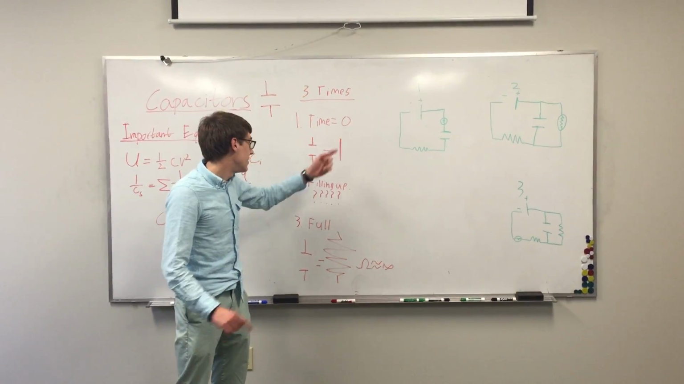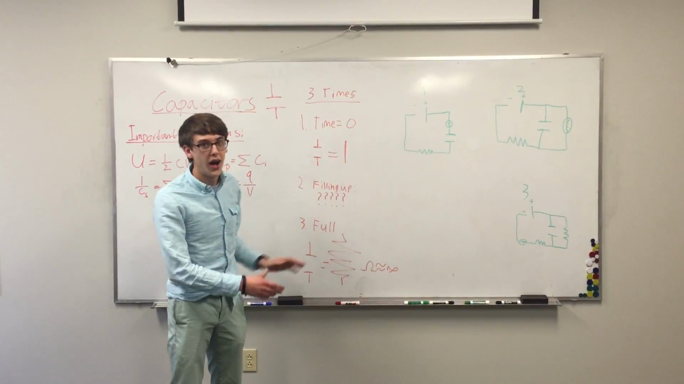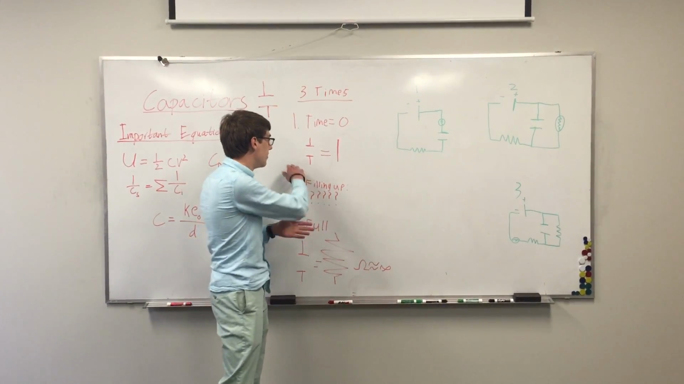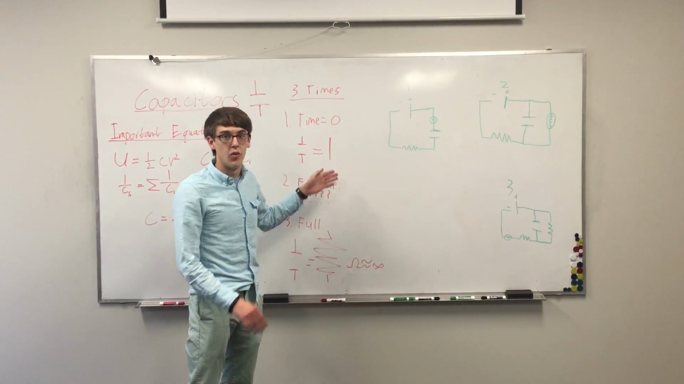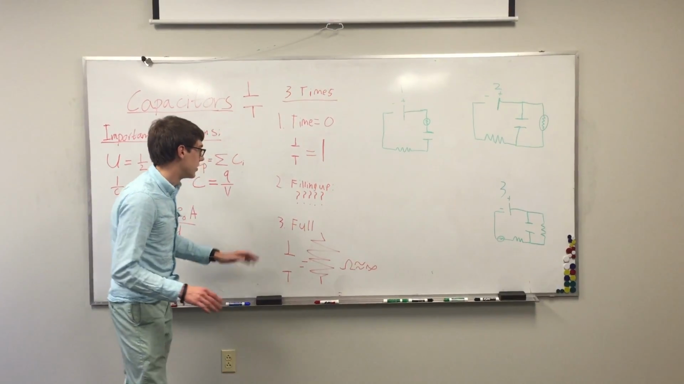The first is time is equal to 0. As you can see here, I have written that a capacitor is equal to a wire. What that means is, essentially, there's no resistance here. You can basically ignore it, treat it like a normal wire. That makes it really easy when you're talking about capacitors in a circuit.